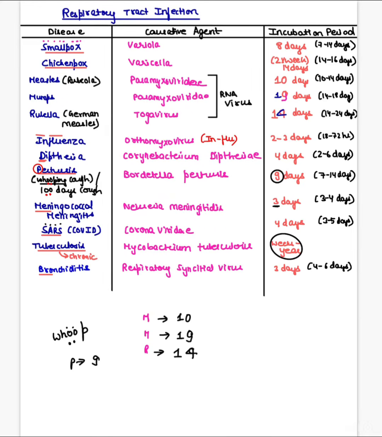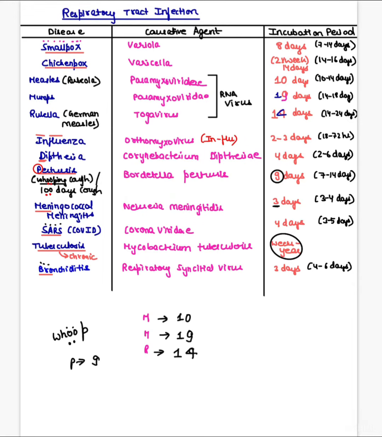Now coming to bronchiolitis. It is caused by RSV, that is respiratory syncytial virus. If you count the number of letters in 'bro', that is 3 days. Basically, if the name makes sense, we do not count the whole thing. Like 'man' makes sense, 'bro' makes sense, so we just counted the initial part.